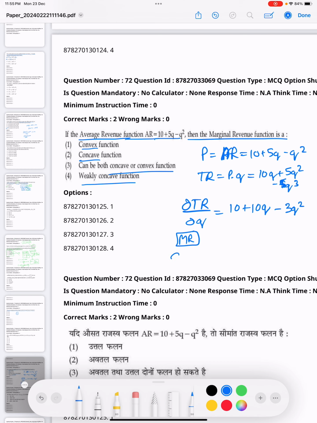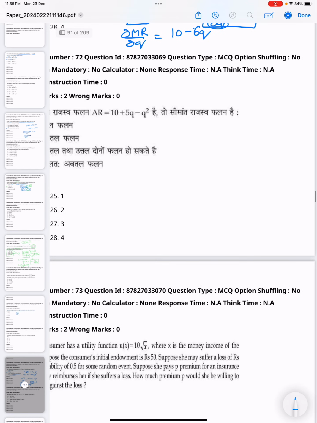Now del MR by del Q, the first derivative, is 10 minus 6Q. Differentiating it again, del 2 MR by del Q square gives you minus 6. So for all values of q, the second derivative of MR with respect to q is negative, so we have a concave function. This is basic maths only.